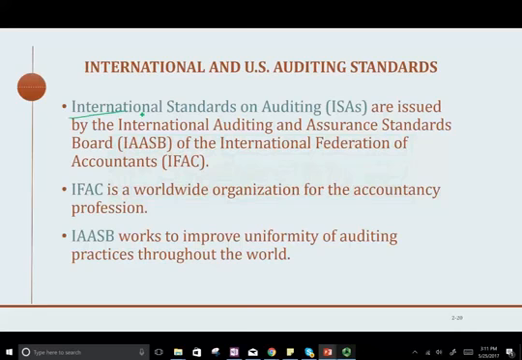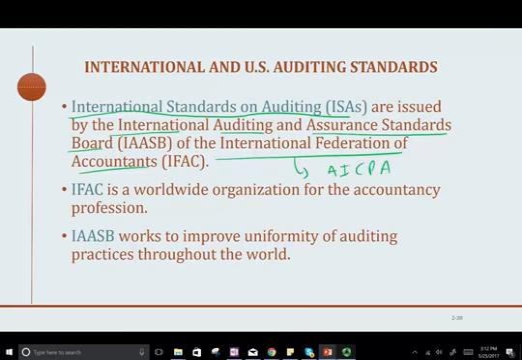So the International Standards on Auditing, ISA, are issued by, there are a lot of terms thrown in this session, the International Auditing and Assurance Standards Board, IAASB, of the International Federation of Accountants. Think of the International Federation of Accountants as the international AICPA. So this is the board. What is that? It's the organization for CPAs, for auditors globally.